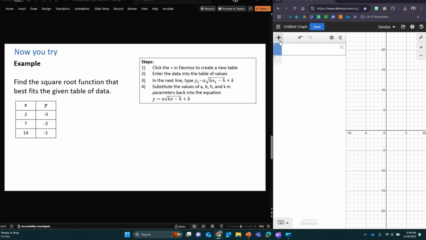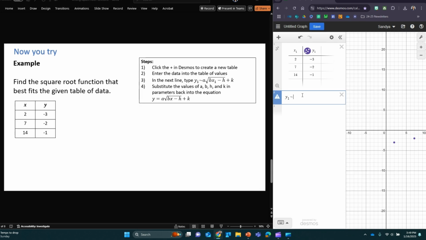So what we're going to do here is we're going to click plus and then choose table. And we're going to go ahead and type in all these values just like we did previously. And then what we're going to do in the second row is we're going to type y1 is approximately a square root of bx1 minus h. And then remember to click outside the square root before you do plus k. We're going to plug these values into our equation.